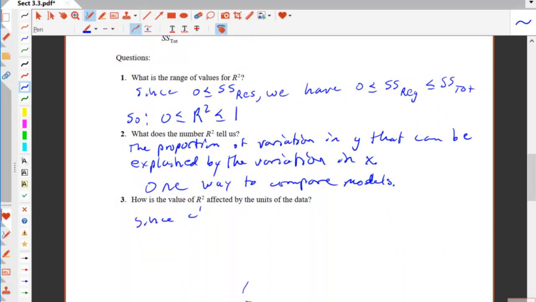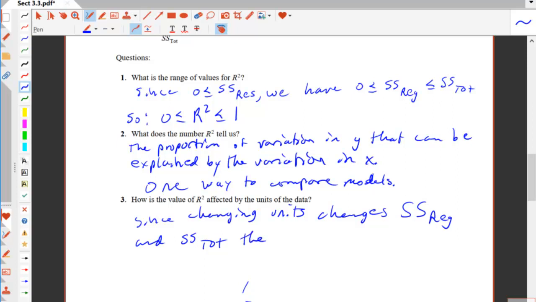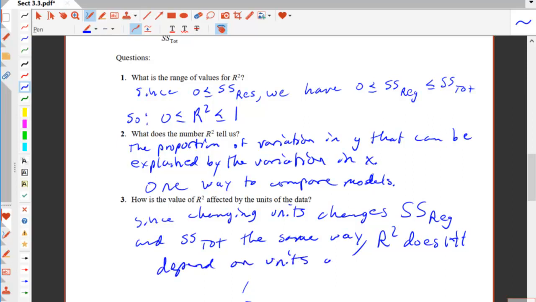So since changing units changes SS regression and SS total the same way, R squared doesn't depend on units at all, which is a wonderful result. It's hard to overestimate how good of news that is, because usually for physical quantities, there are a lot of different units of measurement that we could have, and we're saying it doesn't matter. This is measuring something inherent about the data itself rather than the way that we measured it.